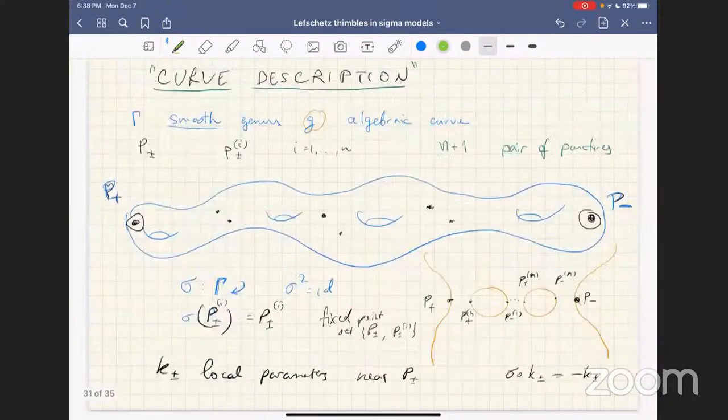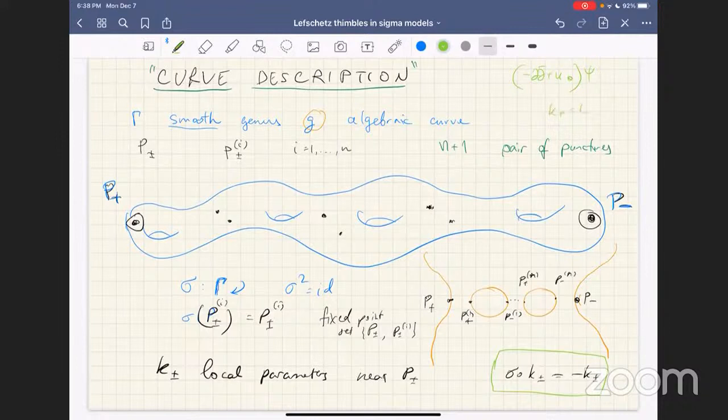What else do we want? So we fix some local parameters near capital P plus and P minus, which we assume to be odd under the involution. So in the example of constant potential, one of its local parameters was just k, and another was something like u over k, near infinity and near 0.